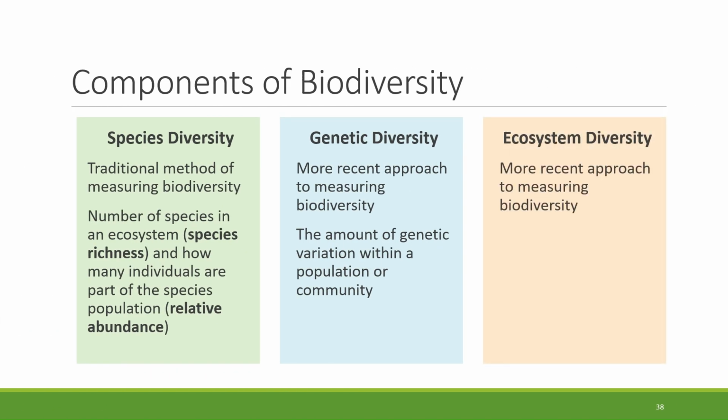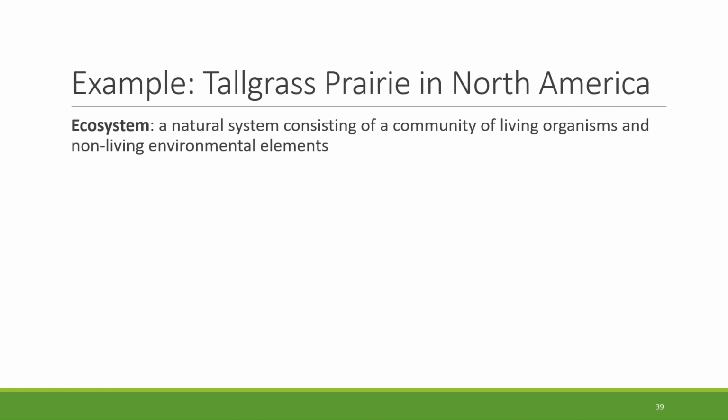The third component of biodiversity is called ecosystem diversity. This is also a more recent approach to measuring biodiversity. Ecosystem diversity refers to the number of different ecosystems on Earth or in a particular region. So remember, an ecosystem is a natural system consisting of a community of living organisms and non-living environmental elements.